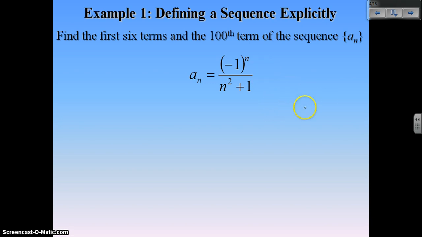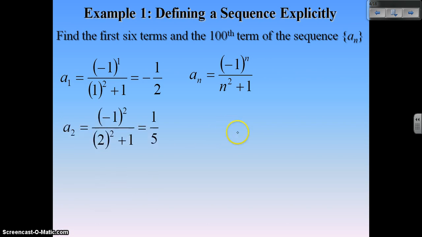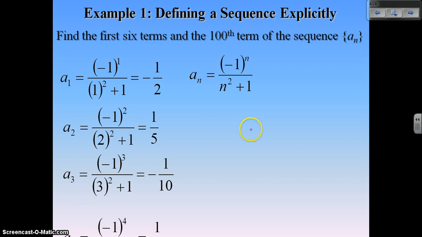So we need to find the first 6 terms and the 100th term of this sequence. Well, the first term would be just plug in 1 for n. So if I plug in 1 for n, plug it in there, and I plug it in here, and simplify, you get negative 1/2. The second term you would find by plugging in 2 for n. So plug that in and simplify, you get 1/5. The third term, plug in 3, negative 1/10. The fourth term, you're going to plug in 4, and you get 1/17.